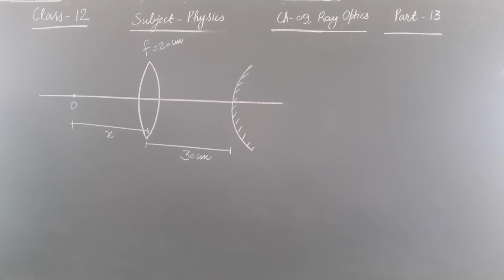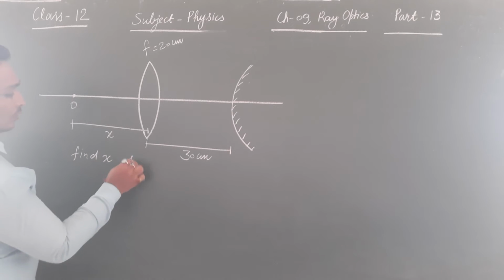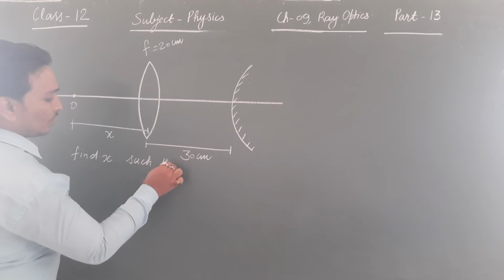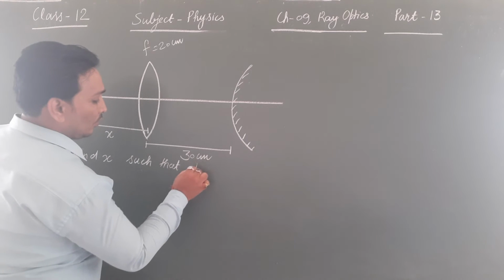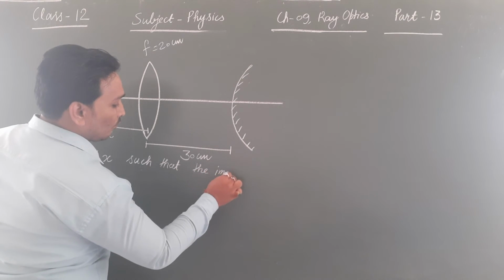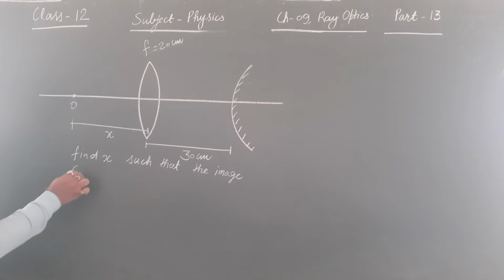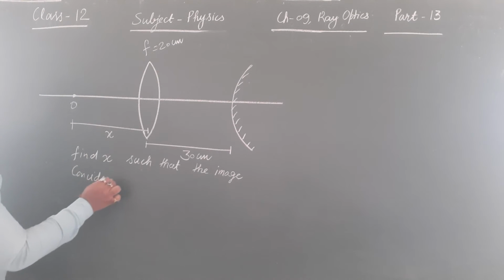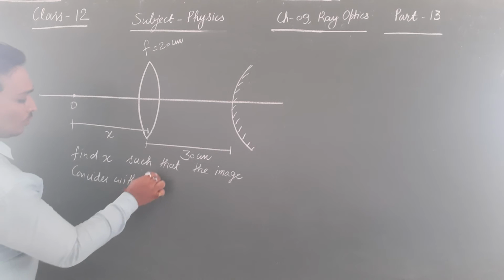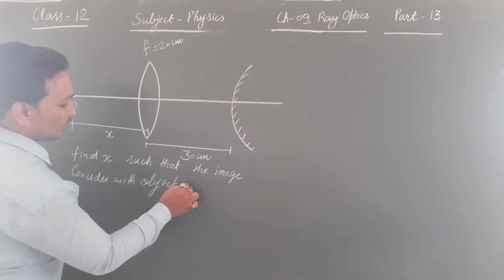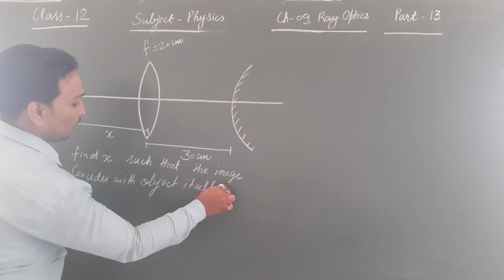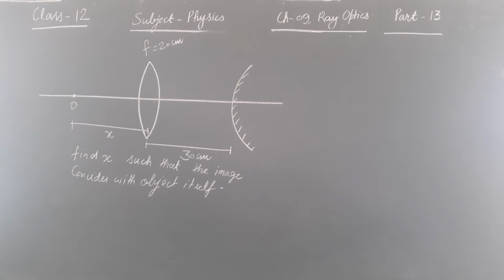Question is, find the value of x. Find x such that the image coincides with the object itself. Okay, this is the question. Okay, let us try to find out.